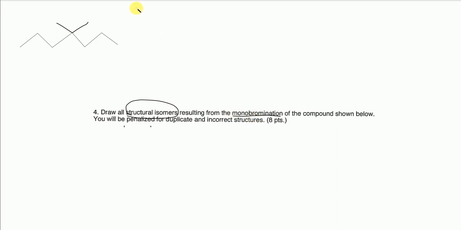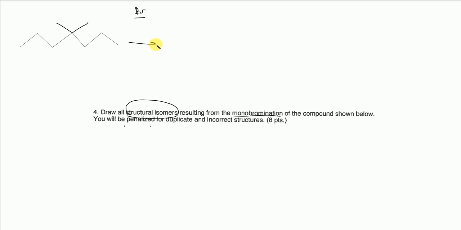So monobromination. I'm adding a Br to this molecule. And that makes sense, because if she just gave you this and nothing else to work with, you can't make isomers from this unless you broke these bonds and moved them around. But what she wants you to do is brominate this molecule once, and give as many structural isomers of this bromine attached to this molecule as possible. So as many different locations. Okay? So let's do that.